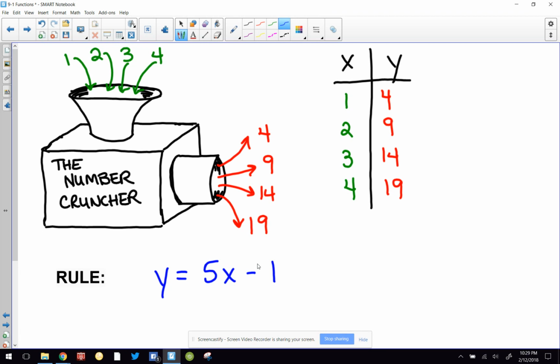So this is yet another way to describe a function. And you'll know that every time I put a number in for x, I better get the same y value out. So if I put a 2 into this function, I better always get a 9 out. Otherwise, this machine's broken and it's not working correctly. So every x value will always get one unique y value out. So this is a function.